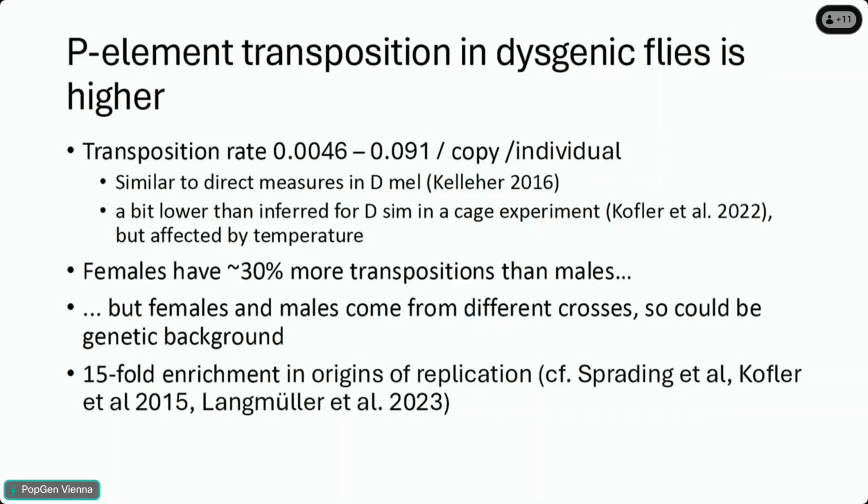Again, there was this suggestion that P element shows a preference for origins of replication. We found that indeed we saw more transpositions into the origins of replication. So presumably that's got to be an insertion bias.